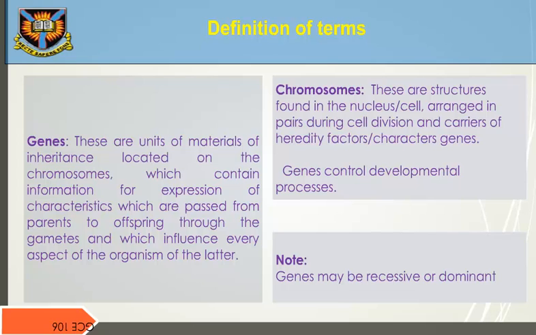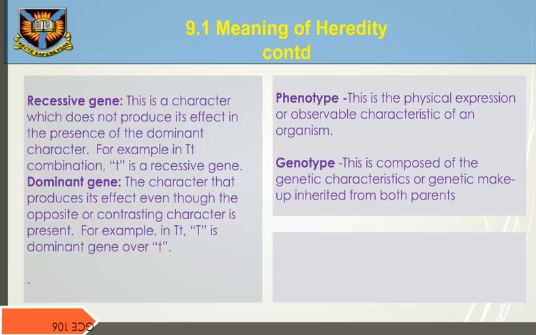Genes control developmental processes. Note: genes may be recessive or dominant. Recessive gene. This is a character which does not produce its effect in the presence of the dominant character. For example, in the Tt combination, t is a recessive gene. Dominant gene. The character that produces its effect even though the opposite or contrasting character is present. For example, in Tt, T is the dominant gene over t.